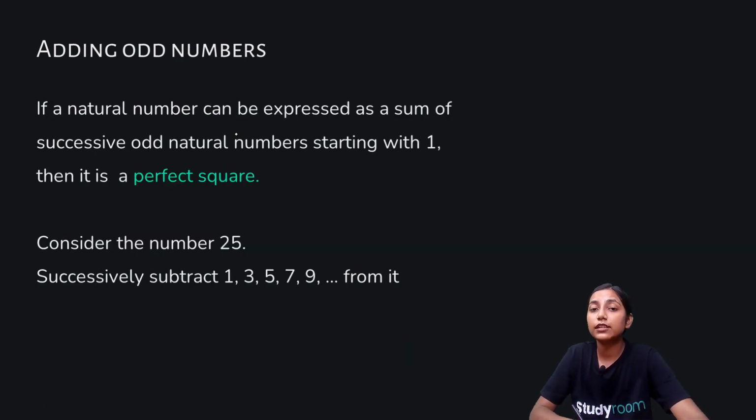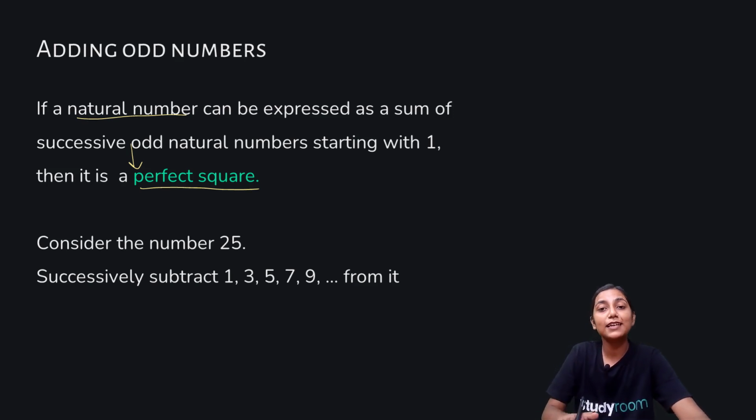And if a natural number can be expressed as a sum of successive odd natural numbers starting with 1, then that natural number is a perfect square. So a perfect square is a natural number that can be expressed as the sum of successive odd natural numbers starting from 1. You can consider this number 25. So how can we say that this is a perfect square? We have to find whether 25 is a perfect square or not.